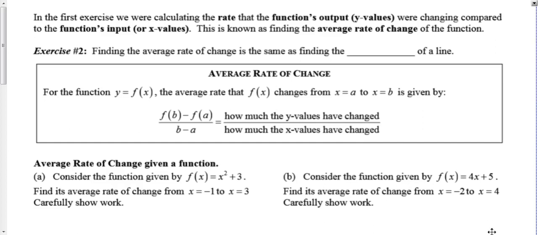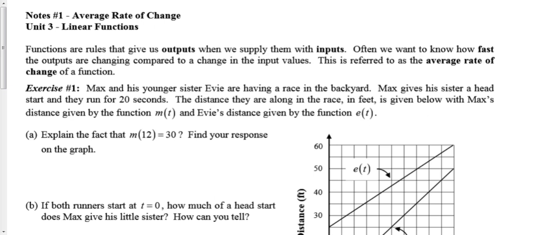Today we are going to talk to you about the average rate of change with linear functions, but this actually works with all functions. So just a quick review. Let's get to the first page here. Functions are rules that give us outputs when we supply them with inputs. Often we want to know how fast the outputs are changing compared to a change in the input value. So what I'm talking about is the average rate of change of a function.